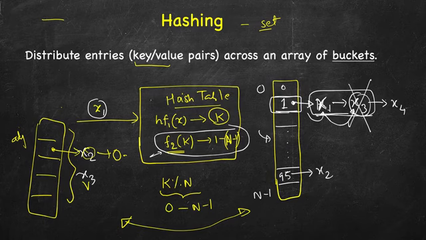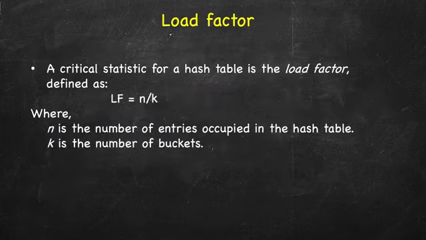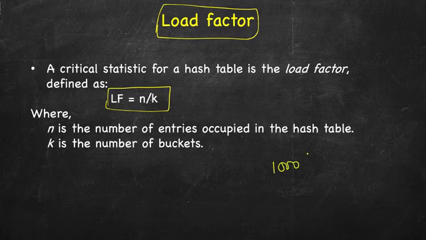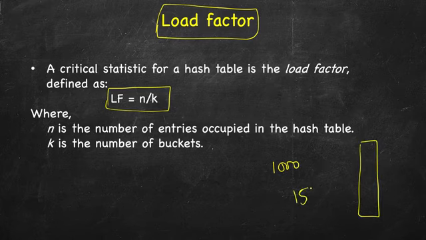So this is hashing in essence. Now let's see about a popular term that is used in the context of hashing, which is load factor. It is a critical statistic for a hash table, and it's defined as n over k. So n is the number of entries occupied in the hash table, the total number of entries, and k is the number of buckets. So let's say we have inserted 1000 keys and our table has 15,000 buckets.